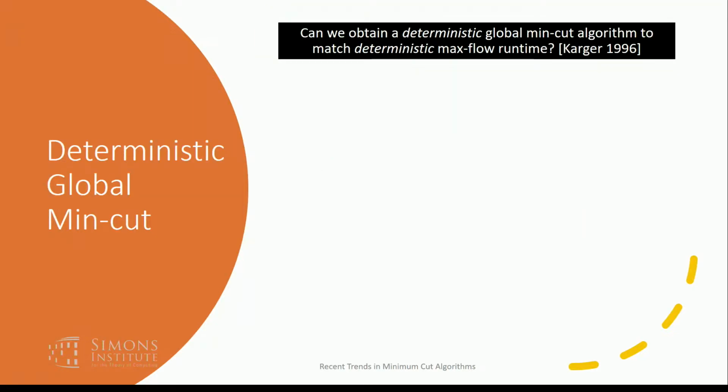So one famous open problem that Karger posed in his randomized global min cut work is: can we obtain a deterministic global min cut algorithm to match the randomized running time? But in particular, what's interesting is that at that time, even for max flow, it was not known whether deterministic global min cut could be solved in deterministic max flow time.